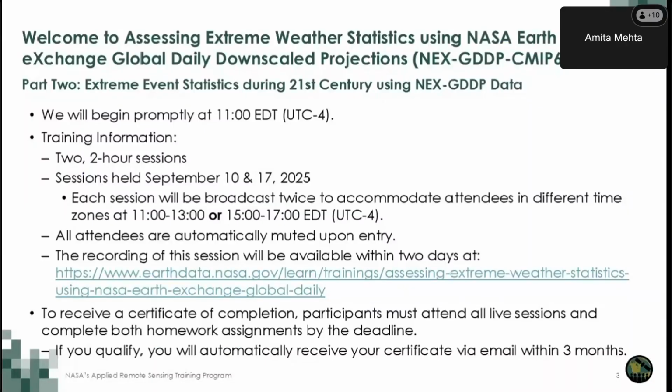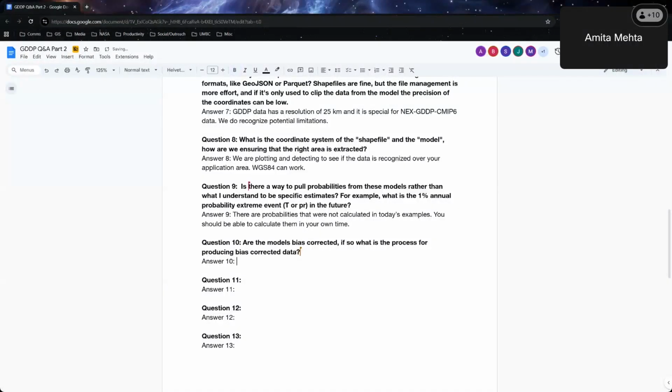Are the models bias corrected? If so, what is the process for producing bias corrected data? I can answer that since I'm online. Yes, as was discussed last week in part 1 of the training, the GDDP files are in fact bias corrected before they are spatially disaggregated to the target grid. Great, thank you.